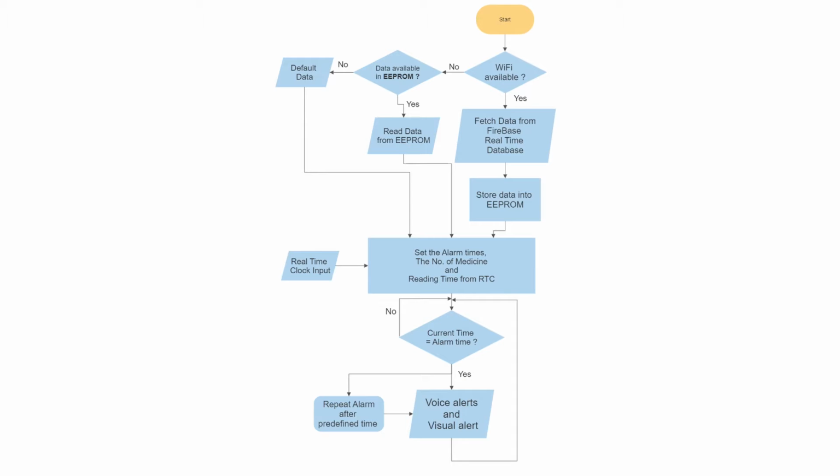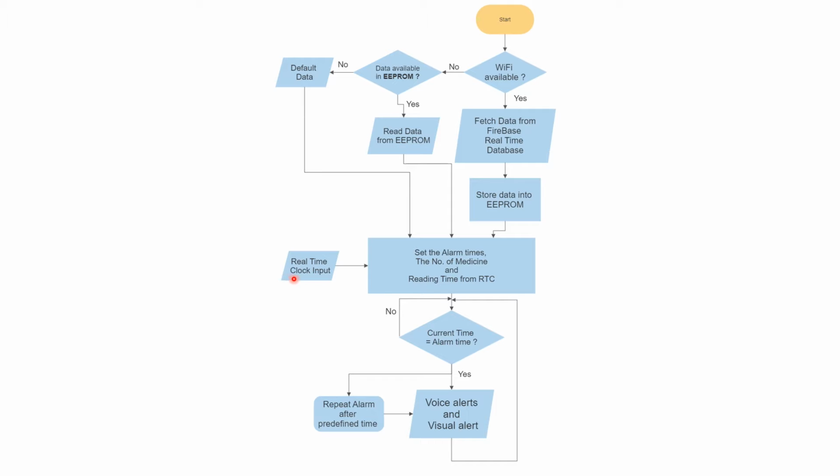The main code for the smart medicine box is very long, so I will tell you the coding algorithm. In the setup part, at first the NodeMCU will check if there is any Wi-Fi available. If the NodeMCU is connected to a Wi-Fi, it will fetch the data of the alarm timings with the number of medicines from the Firebase real-time database and store the data into its EEPROM. And if the NodeMCU cannot connect to a Wi-Fi, it will fetch the alarm timings with the number of medicine from its EEPROM. If there is no value saved in EEPROM, then it will set the default alarm timing, which is written in the code.